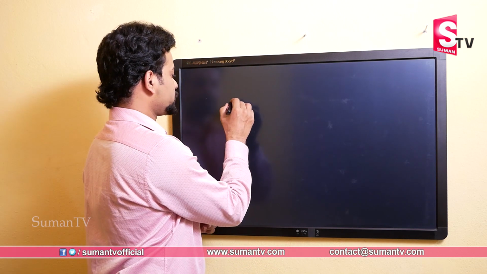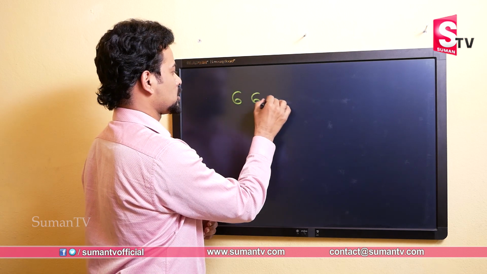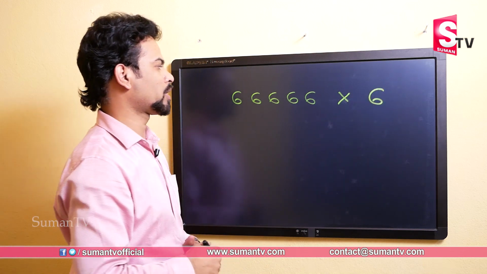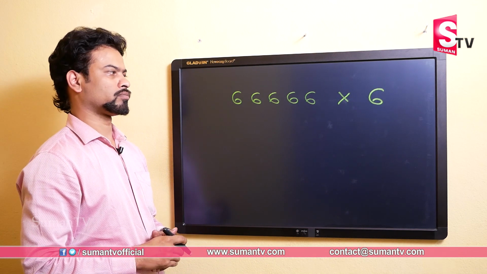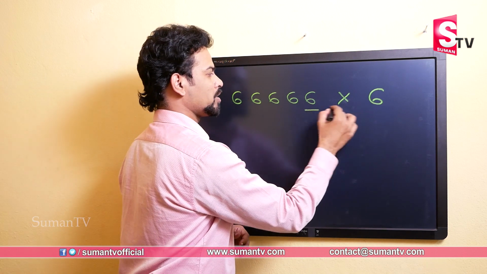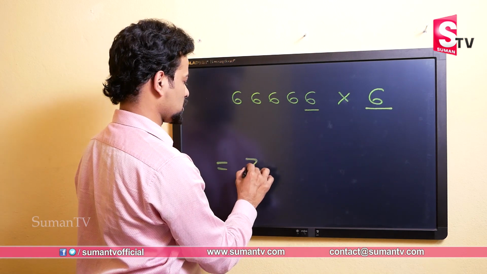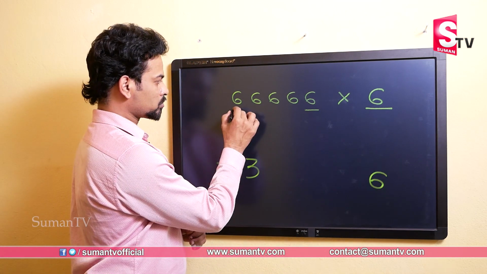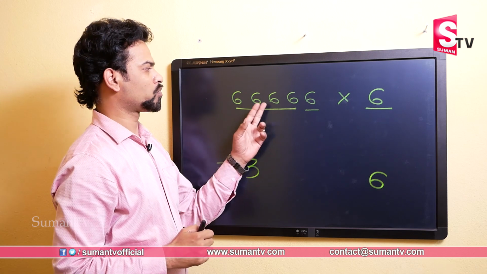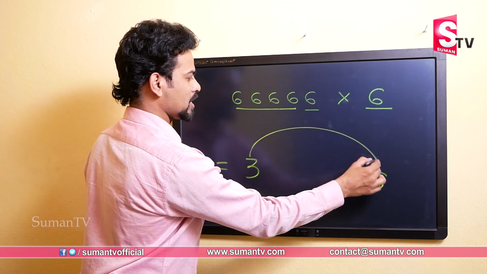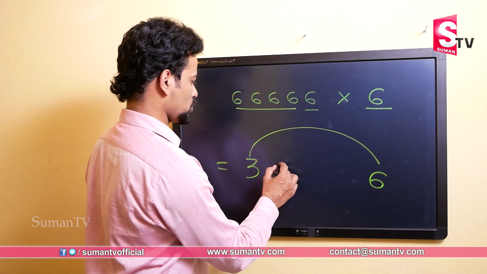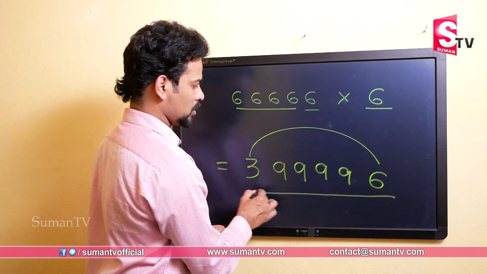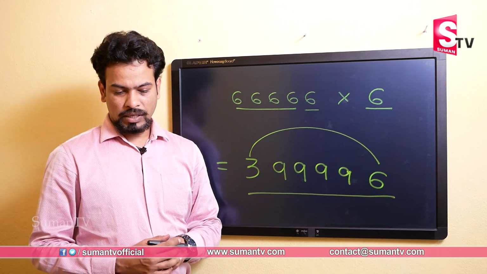Let's take an example: 66666 into 6. It's very easy. We will multiply this 6 with 6. So this is 36. And how many 6's did we leave? We left 4 6's. So we will add this 3 and 6, that is 9. So we will put 9, 9, 9, 9.